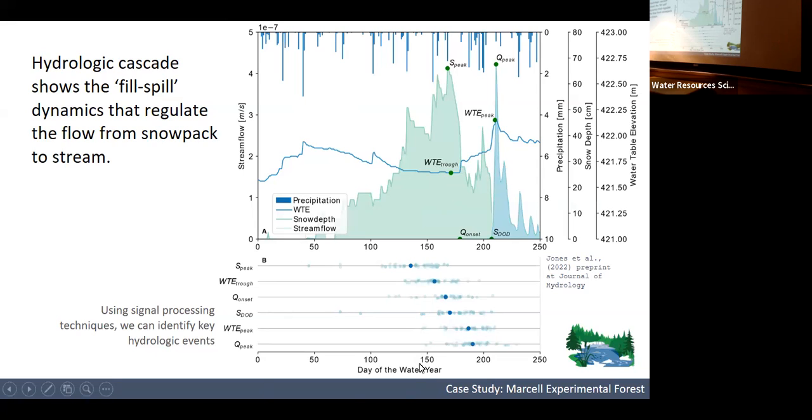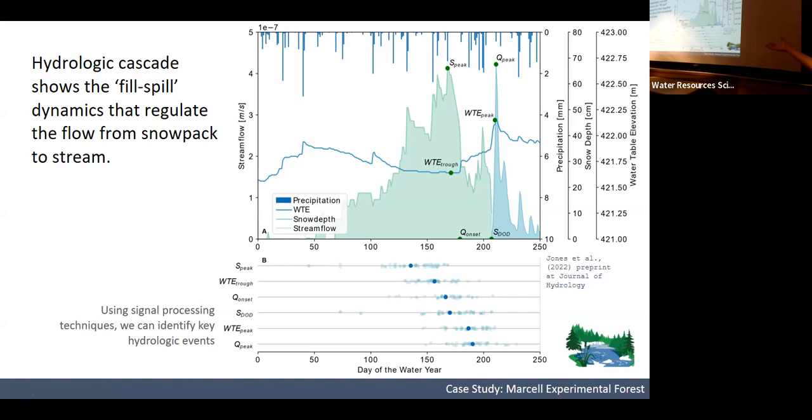And we averaged them out. So here on the bottom, you can see in the light blue are those events for each of our individual years, and then in the dark blue are the average values. What we end up seeing is this very clear cascade of water flowing from the snowpack down through the soil, infiltrating to the water table. And then that water table begins to rise.